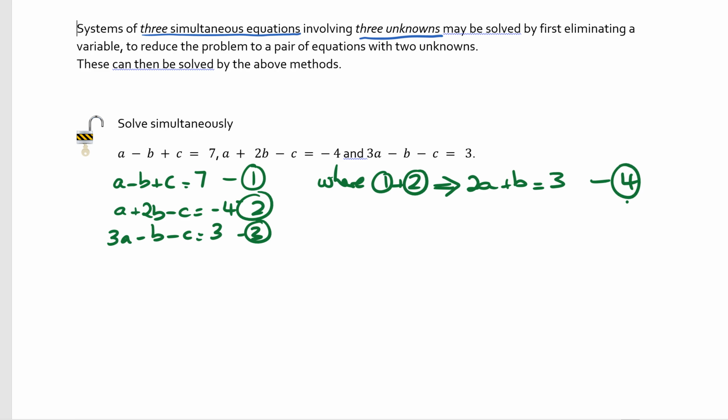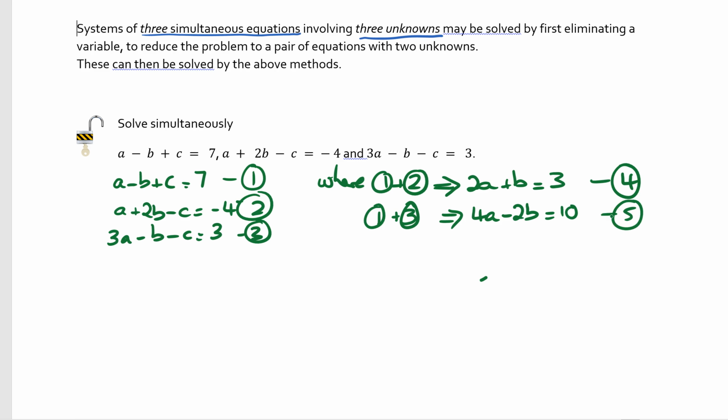Now look at some other combination. So as I said, I could do 1 and 3 or 2 and 3. 1 and 3 is probably the easiest because I can use exactly the same technique. I can just add them. If I used 2 and 3, I would have had to subtract them. So if I take 1 and 3, then that will give me 4 a's altogether, minus 2 b's, the c's are gone, and 7 and 3 are 10. So that gives me equation 5.